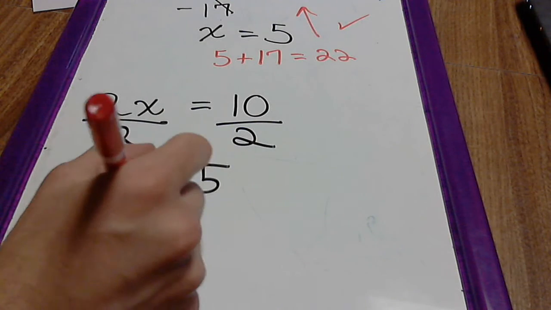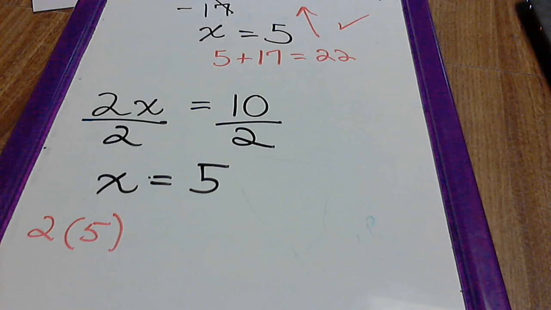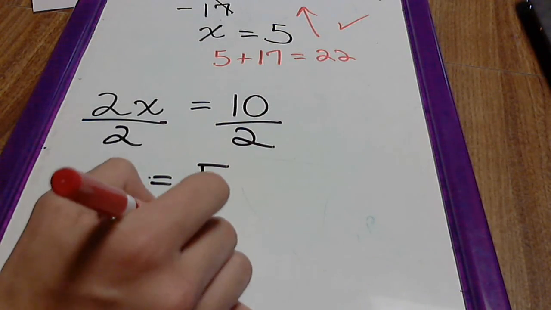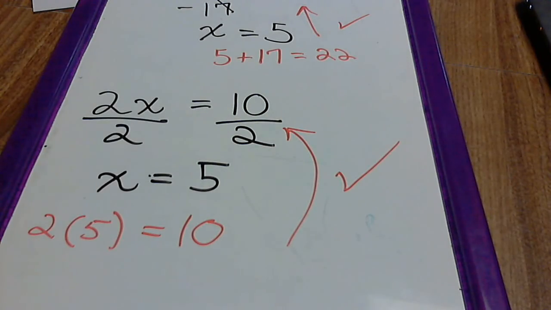So let's check this one now. We have 2 times 5 equals 10, which is what we wanted up here, and so it checks. And that's how you solve basic algebraic equations.